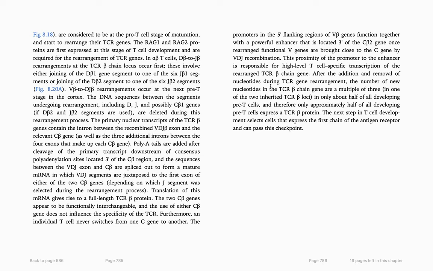After addition and removal of nucleotides during T cell receptor gene rearrangement, the number of new nucleotides in the T cell receptor beta chain genes is a multiple of 3 in one of the two inherited T cell receptor beta loci in only about half of all developing pre-T cells, and therefore only approximately half of all developing pre-T cells express T cell receptor proteins. The next step in T cell development selects cells that express the first chain of the antigen receptor and can pass this checkpoint.